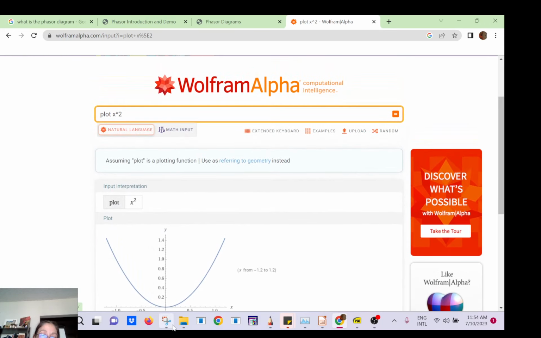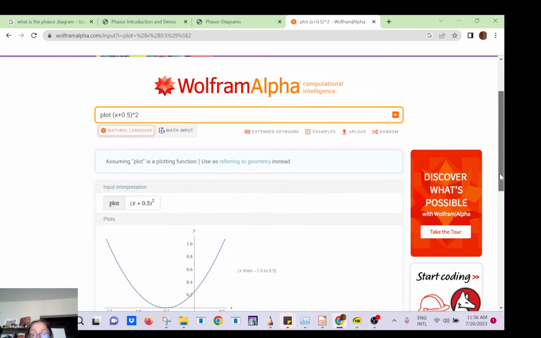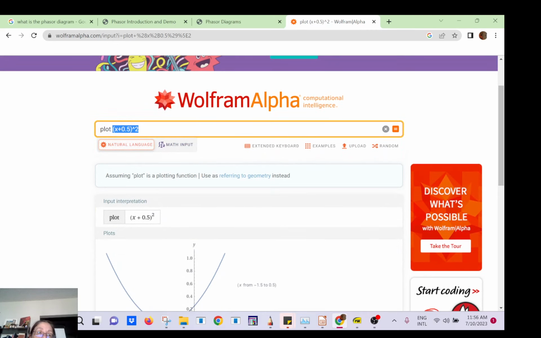0.5 here. Okay, I can shift it to the left. So I can put a plus here. Boom. Shift to the left. Isn't that cool? So let's go back to my cosine.